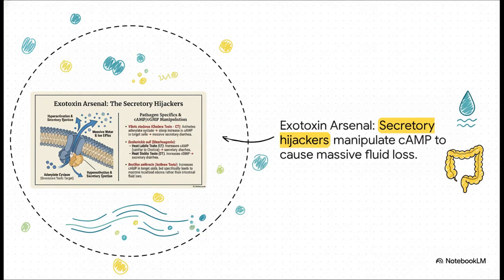The final category of exotoxins are those that manipulate host cells' signaling pathways, particularly in the gut. The classic example is choleratoxin. It permanently activates an enzyme that increases intracellular cyclic AMP. This, in turn, causes intestinal epithelial cells to secrete enormous quantities of water and electrolytes into the lumen of the gut, resulting in the profound, life-threatening secretory diarrhea characteristic of cholera.